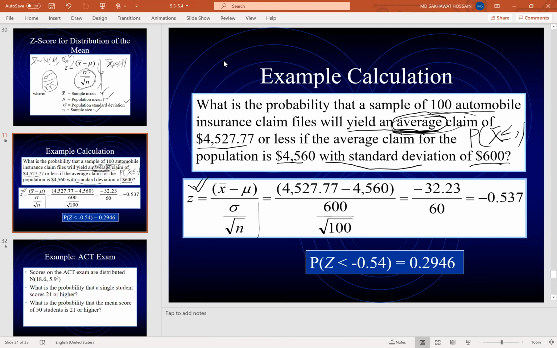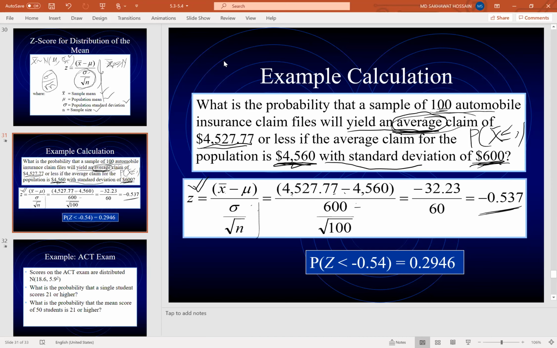Now we'll plug in all the numbers here. X bar, that means the sample mean, is 4527.77, minus mu, the population mean, 4560, divided by sigma, the population standard deviation, 600, and square root of n, that means square root of 100. If you simplify this, it will be negative 0.537. So this is the standardized value.